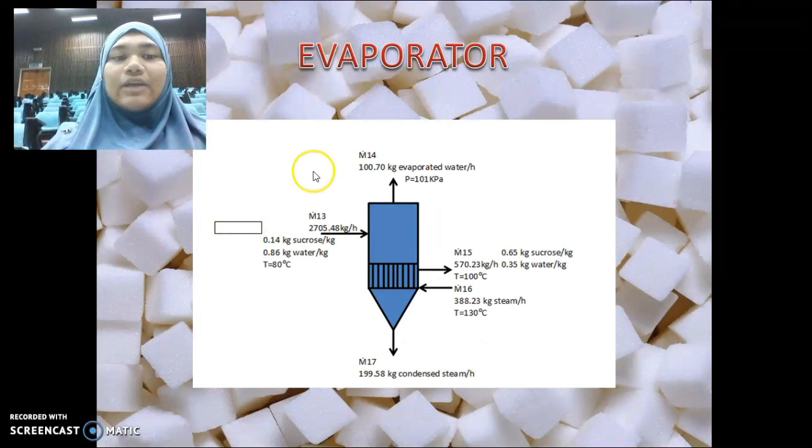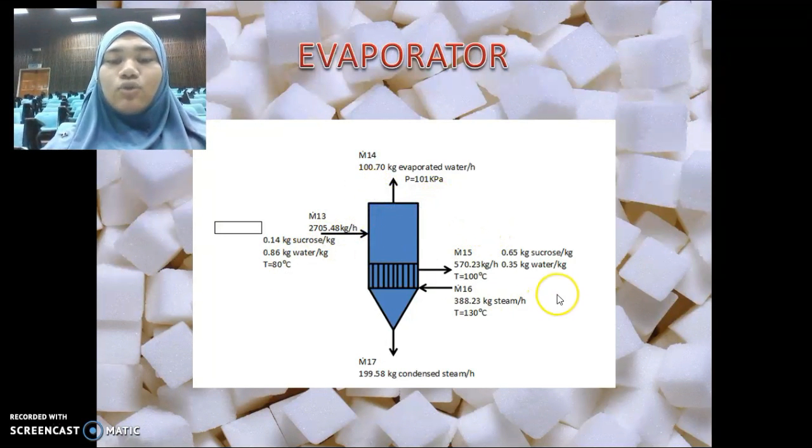Then lastly is the evaporator unit. In the evaporator unit we have M.13 that comes out from the filter unit, which is 2705.48 kg per hour, that consists of sucrose and water, and we heat it at 80 Celsius. And then we also put in M.16, which is steam, with the flow rate 388.23 kg steam per hour at a temperature of 130 Celsius.